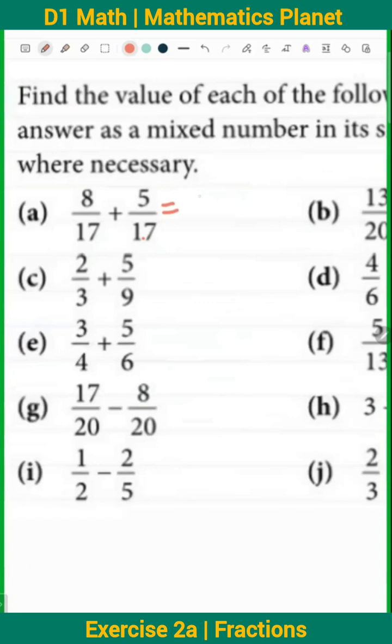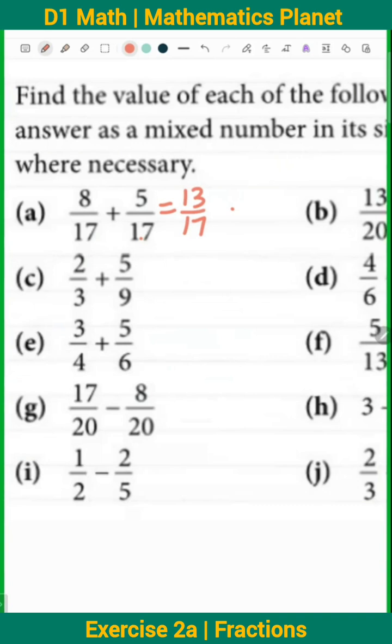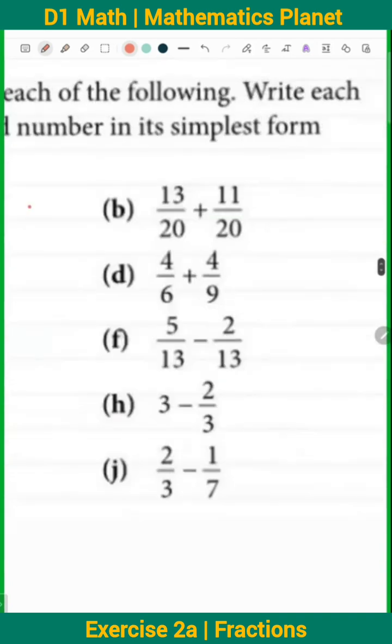13 by 17. But now the problem is they're saying to convert it in the mixed fraction. So can you convert it in the mixed fraction? No, because 13 is smaller than 17. So therefore, if numerator is less than denominator, you cannot convert it. Okay, coming over here. What will you get?